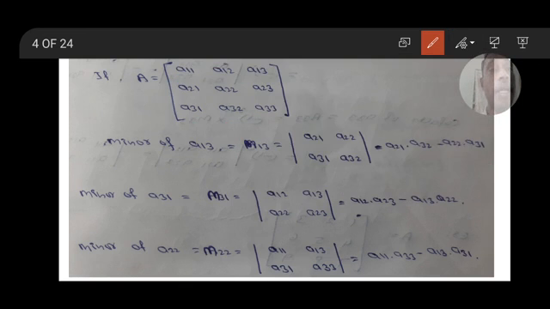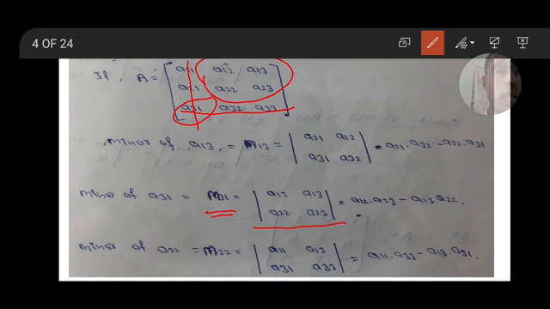For example, the minor of A31. Minor of that element: we have to remove the row and column of that element. The determinant of the remaining resultant matrix, that is A12, A13, A22, A23. Its notation is M31. And what is AD minus BC? Determinant of the 2 by 2 matrix: A12 into A23 minus A13 into A22. It is the minor of A31.